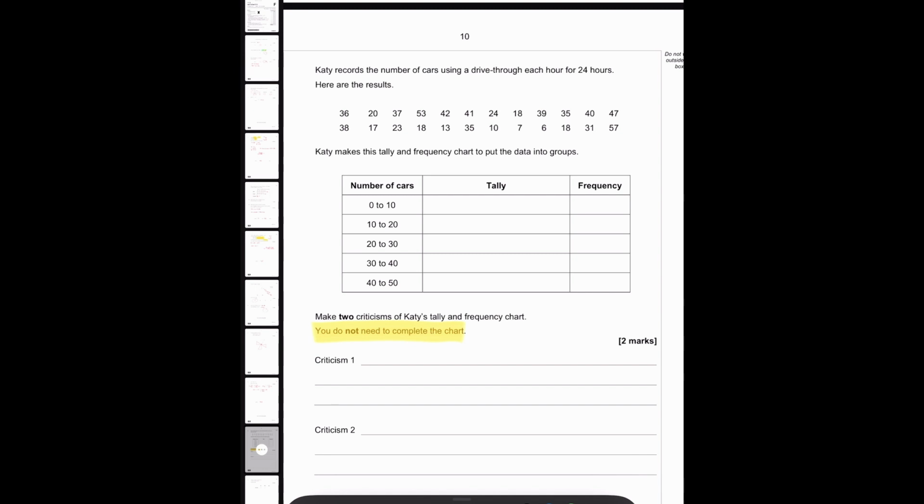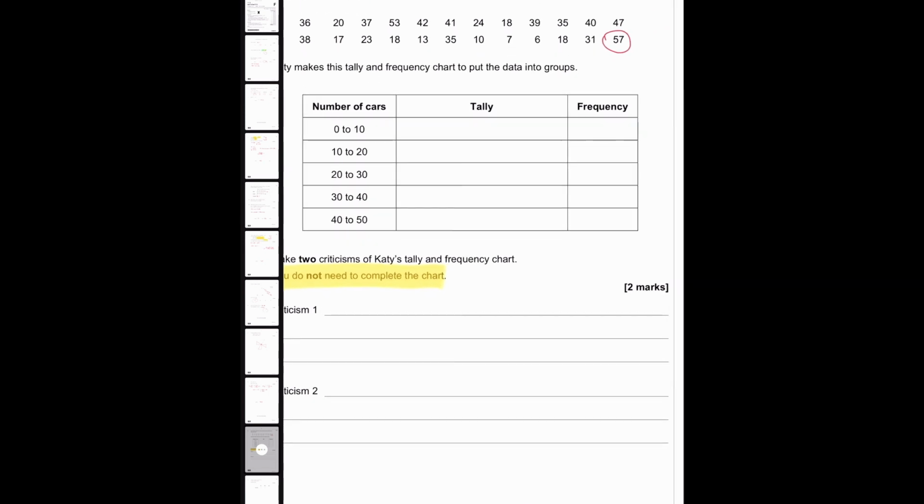The question is actually asking us to criticize the tally and the frequency chart. When being asked to criticize, your first thought should be regarding the data, or the numbers, you have been given and the chart you are being asked to put them into. If we look at our numbers, we can see our biggest number is 57. However, if we look at our chart, it only goes up to 50. This is our first criticism. We have nowhere to put our reading of 57 cars.